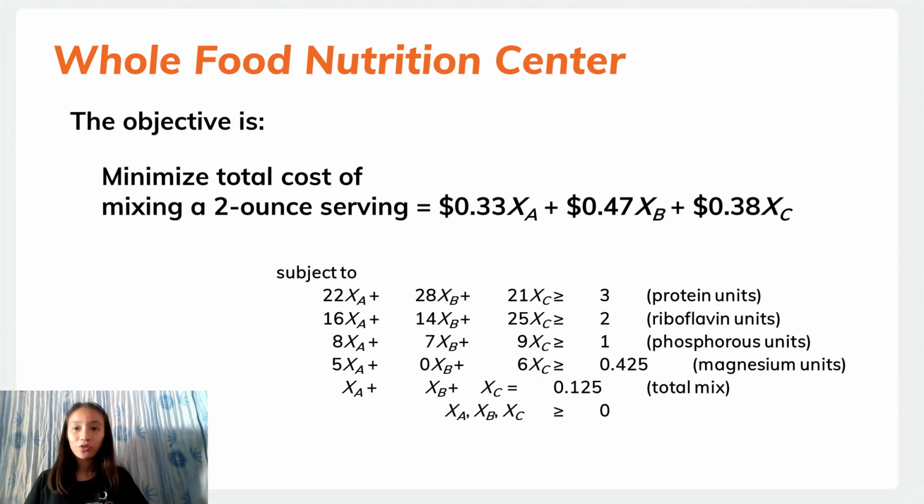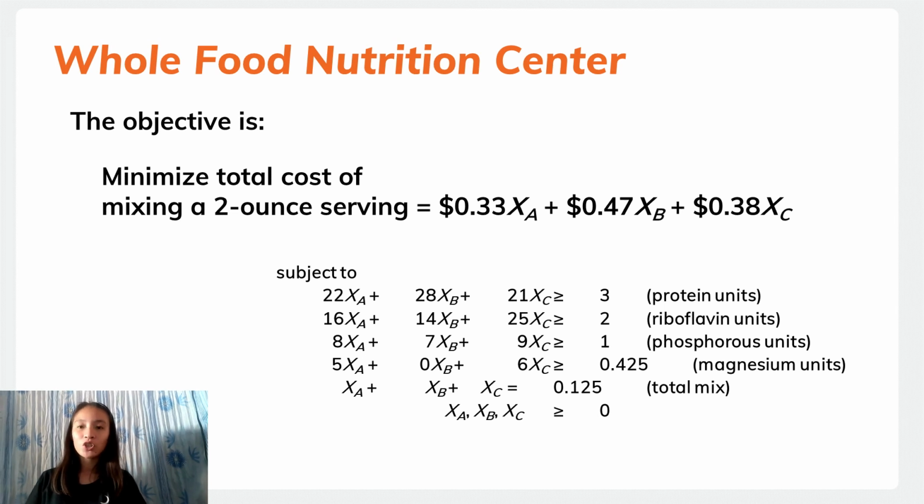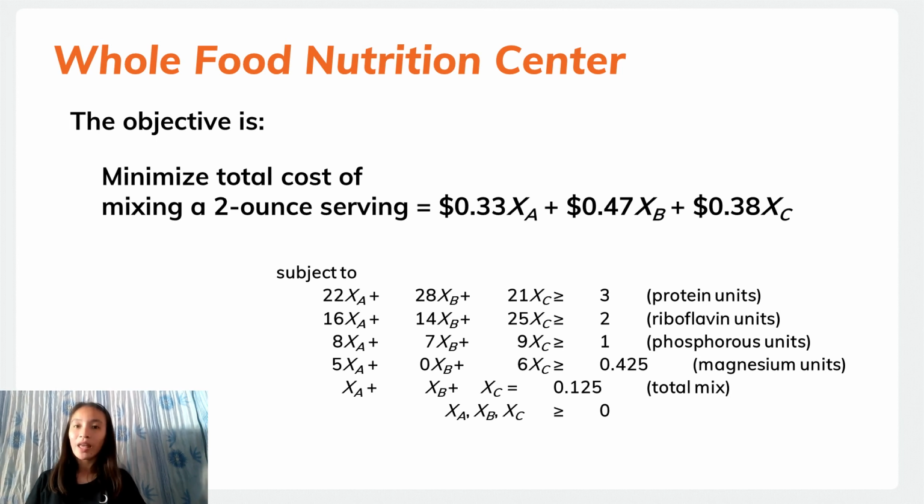The objective for this example is to minimize the cost of mixing a 2-ounce serving, which is equal to the sum of $0.33 x sub A plus $0.47 x sub B plus $0.38 x sub C, subject to the constraints below. And as I've mentioned earlier, we have constraints for each of the nutrients, and the last constraint is about the total amount of grains used.